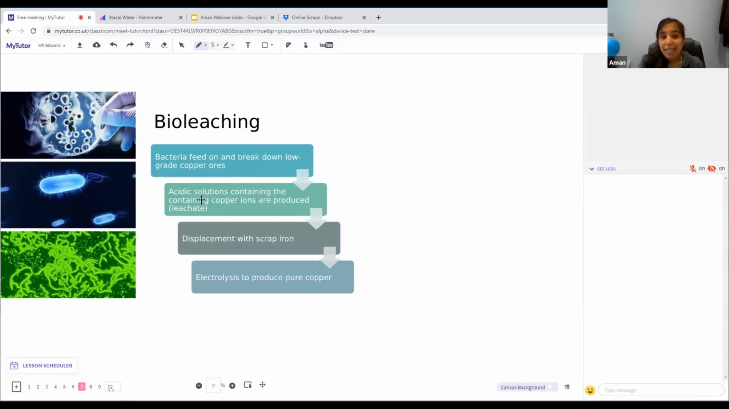So you tend to get these acidic solutions containing the copper ions. The bacteria will tend to produce acidic solutions containing copper ions, so you don't need to add sulfuric acid, it will already be produced. And then we just do displacement with scrap iron and electrolysis to produce pure copper. So again, the two processes I've already shown you.